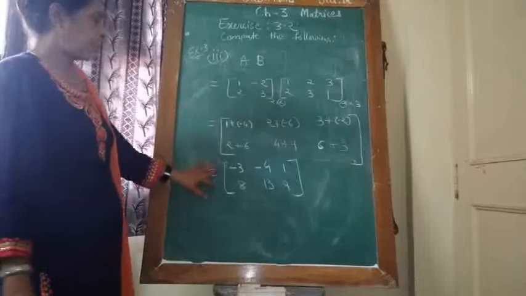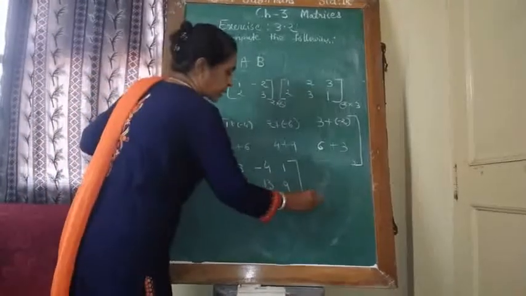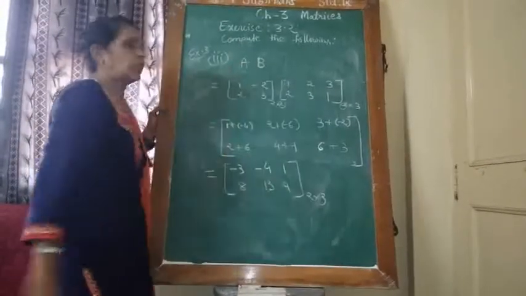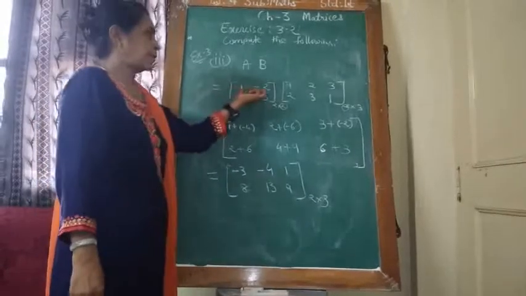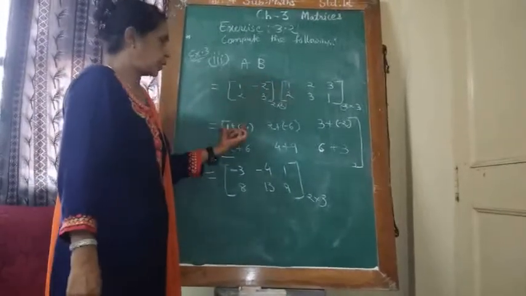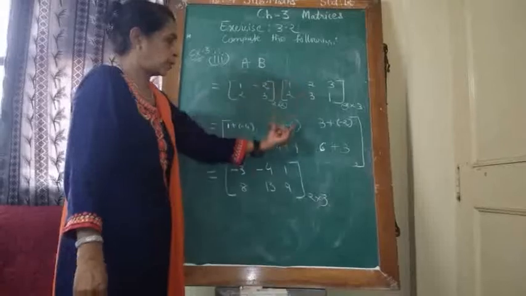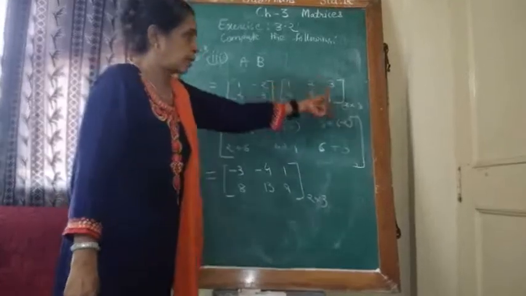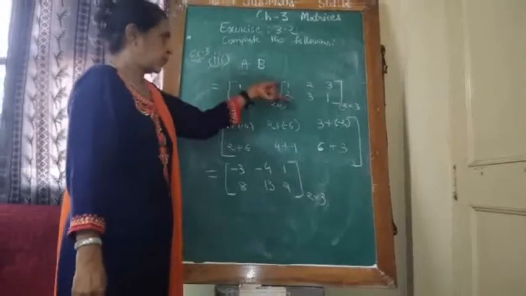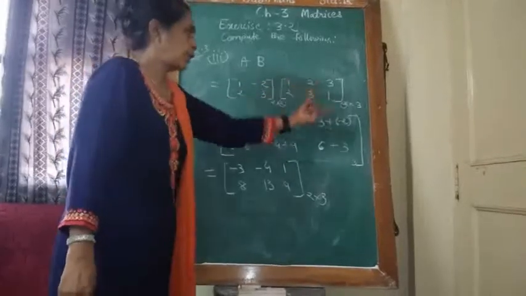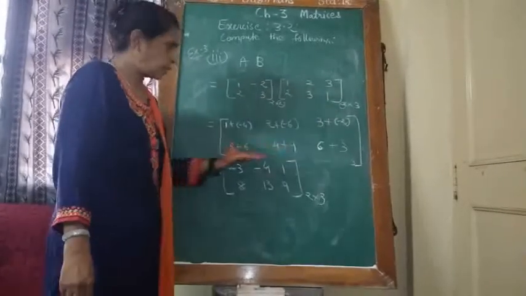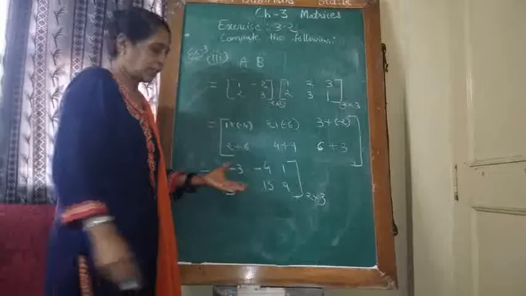So this way I have obtained a 2 cross 3 matrix, and I have done the product of two matrices. So again I explain: first row, first column; here you have to write first row, second column; first row, third column here; second row, first column; second row, second column; second row, third column. Like this, and then you have to see it. Clear?